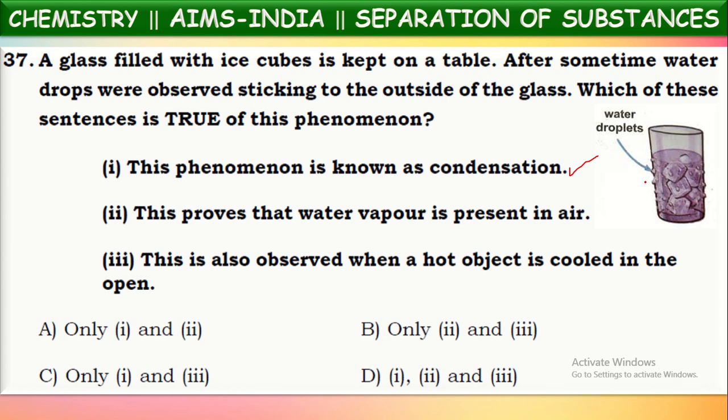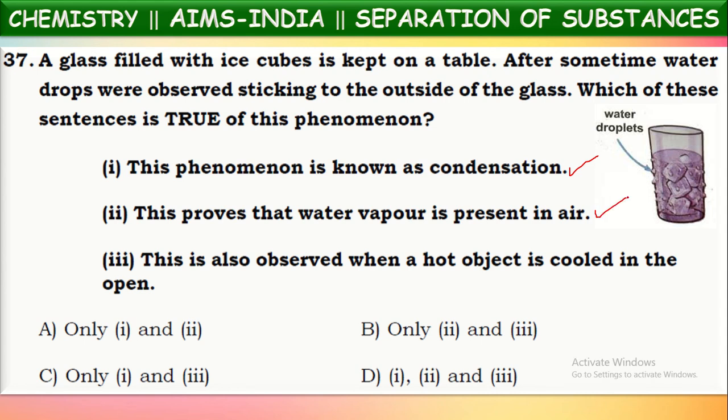When the water vapor present in the air touches the glass, as the glass is cool, that water vapor will be condensed and converts into small drops of water and sticks to the glass. This is what is happening. So this proves that water vapor is present in the air. So we can say this statement is also true.